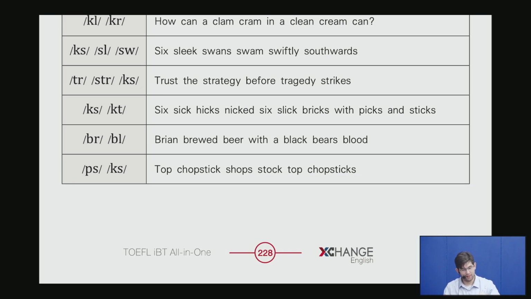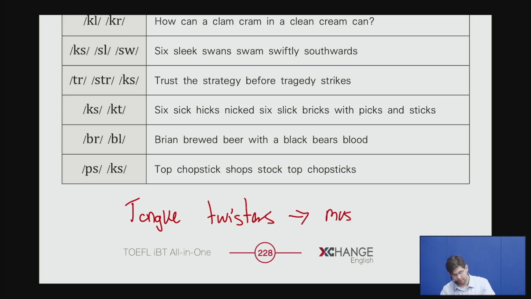So again, just as a recap, before we move on, these are what we call tongue twisters, and our tongue twisters help us with muscle memory. Muscle memory of language, being able to create the sounds in the English language.